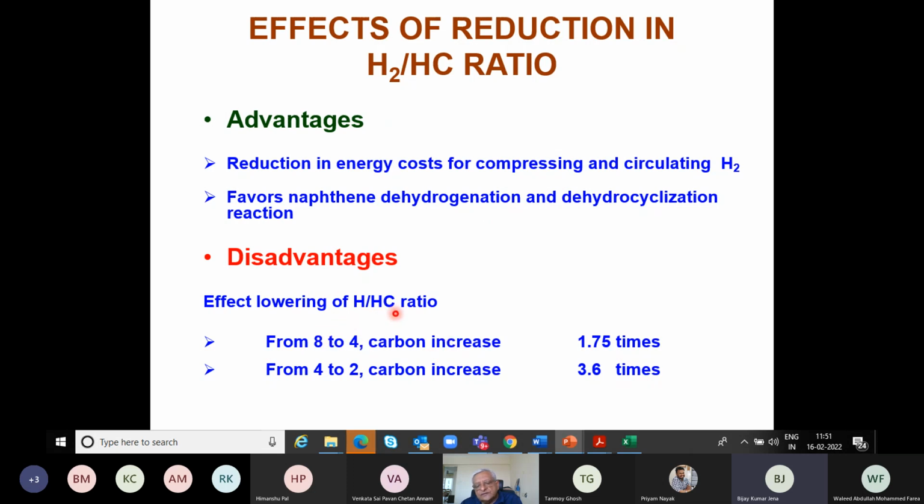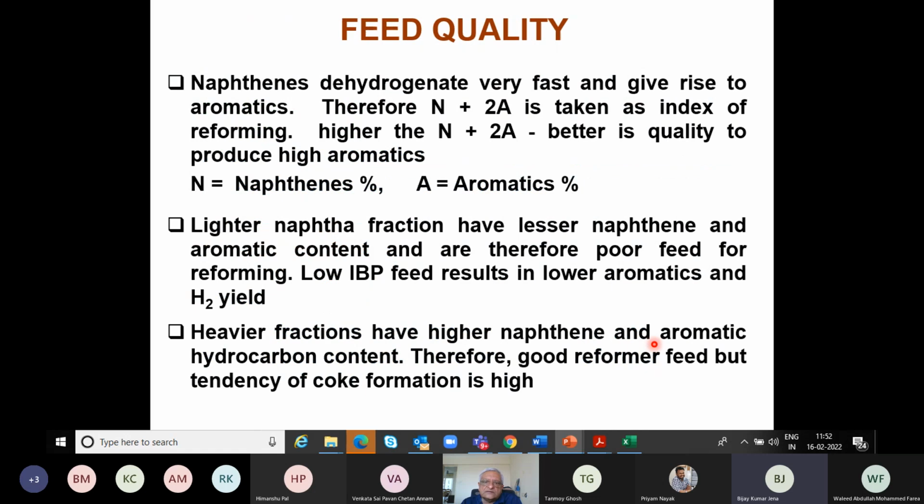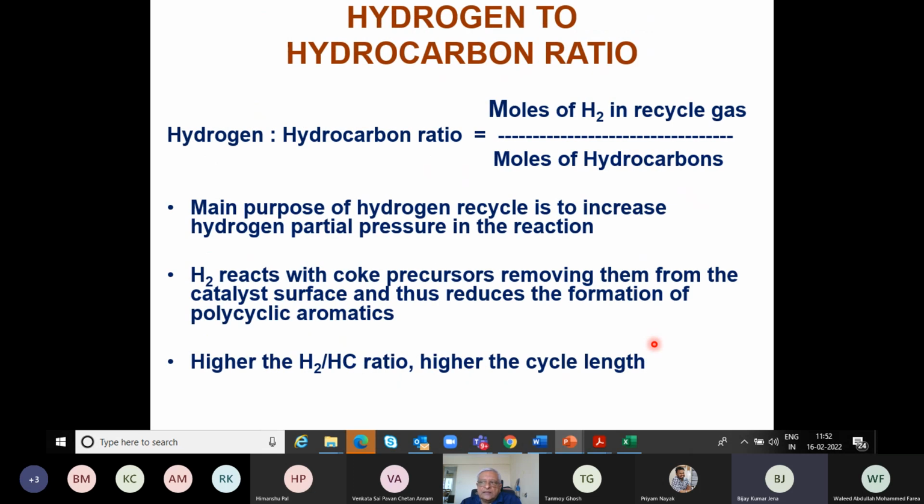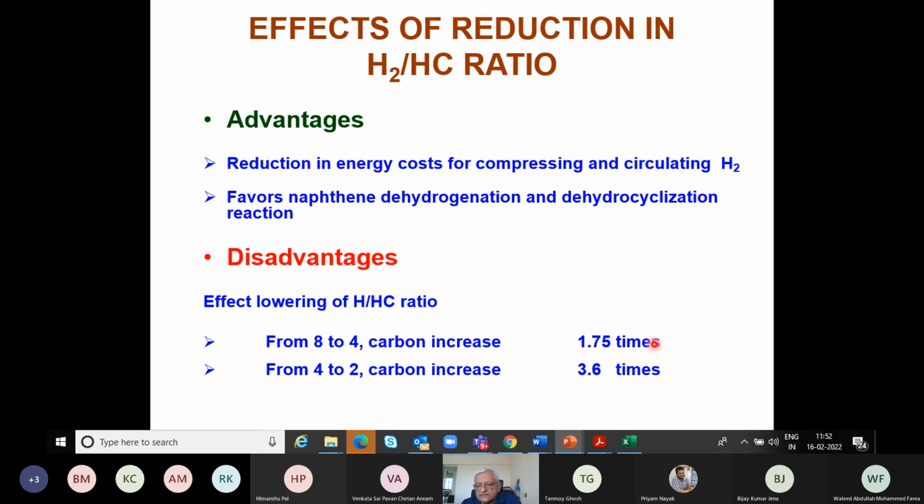that as the hydrogen to hydrocarbon ratio goes from 8 to 4, your coke yield goes up. So this is what we try to avoid in semi-regenerative reformers, and that's why the typical number that we operate at is roughly about 4 hydrogen to hydrocarbon ratio, mole by mole. And in the case of CCR reformers, it could be something as low as 2.5.